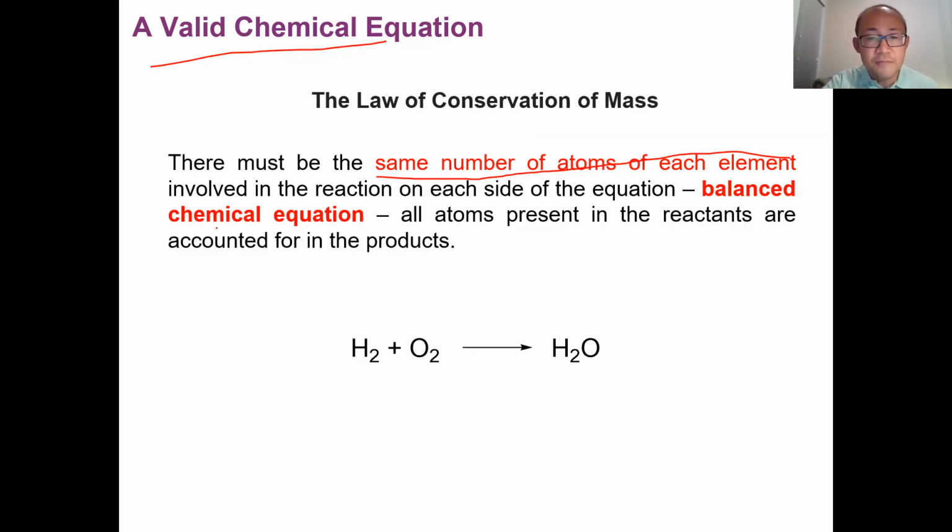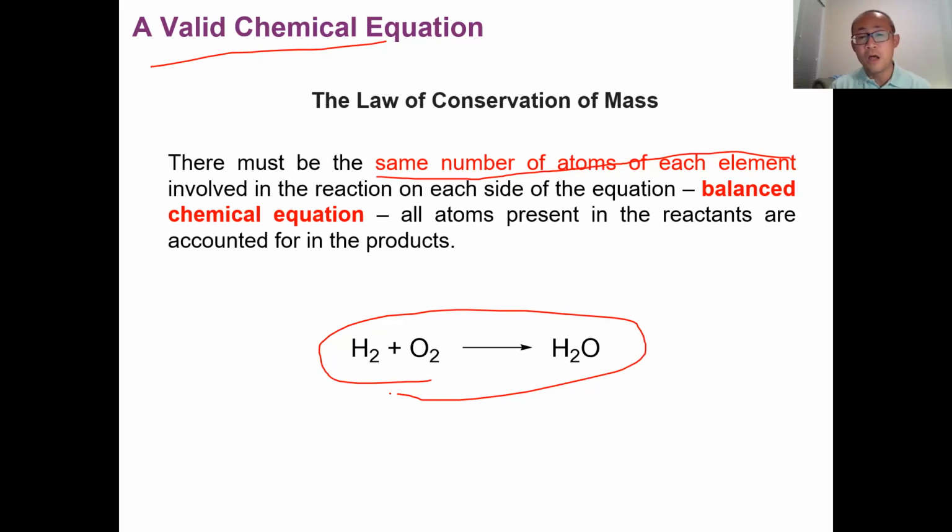So if you take a look at the example reaction below here, the one we have just shown, hydrogen reacts with oxygen to produce water, you will find out the reaction itself actually doesn't satisfy the law of conservation of mass. On the left side, you have 2 hydrogen atoms. On the right, you do have 2 hydrogen atoms. But on the left, you have 2 oxygen atoms. On the right, 1 water only has 1 oxygen atom. So in that sense, the reaction is not balanced.